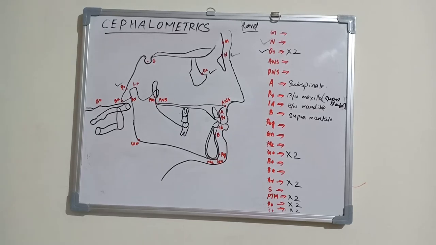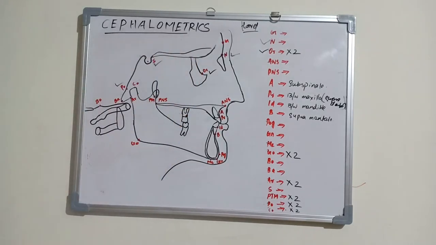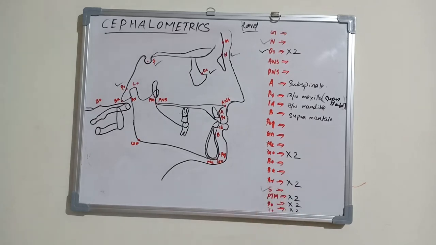Next we have sella. Sella is here. This is sella turcica. Sella turcica is the point representing the midpoint of the pituitary fossa, a constructed point in the mid sagittal plane. It is a constructed point, not an anatomical one. It is the midpoint, at the mid sagittal plane, of the pituitary fossa or sella turcica. So we have sella turcica here.